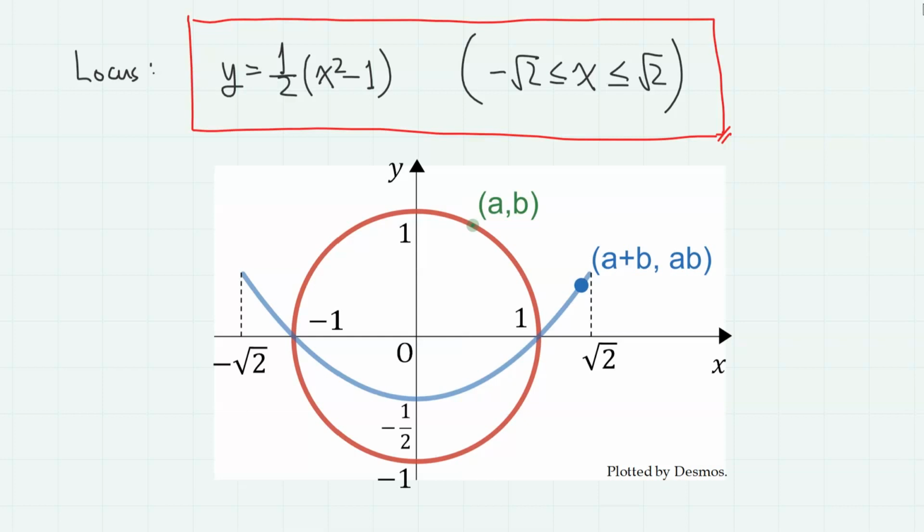In conclusion, we have the locus y equals 1/2 x squared minus 1, where x is in between minus square root of 2 and square root of 2, which is a part of the parabola.